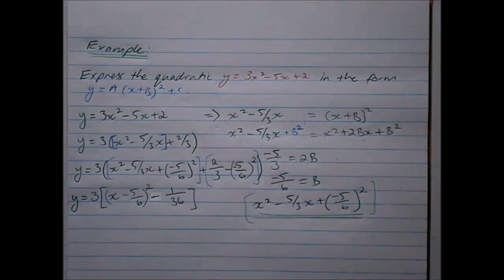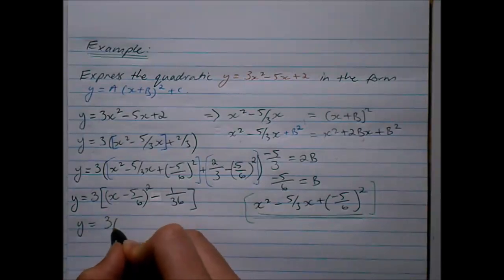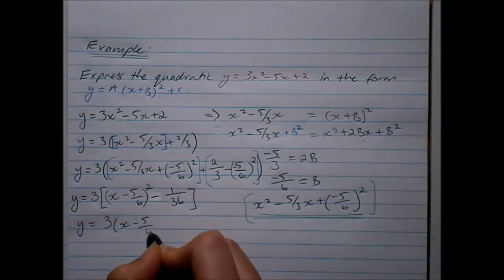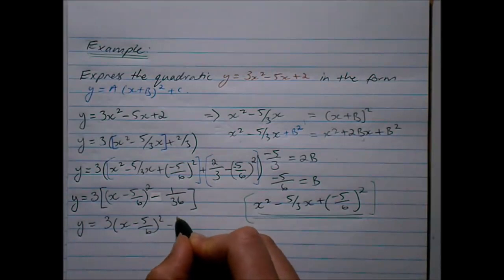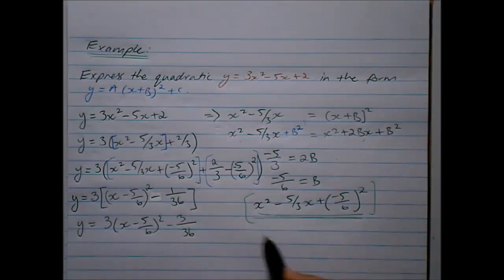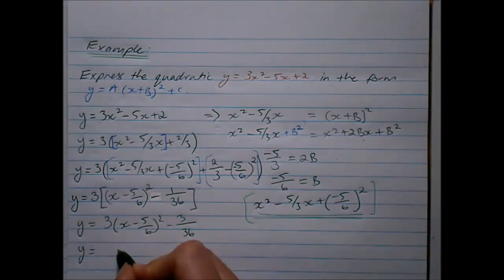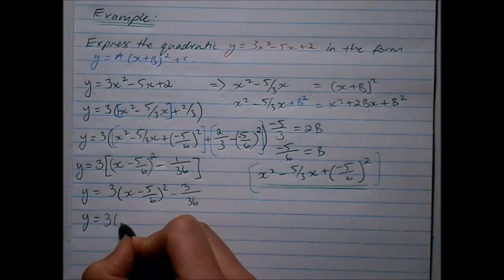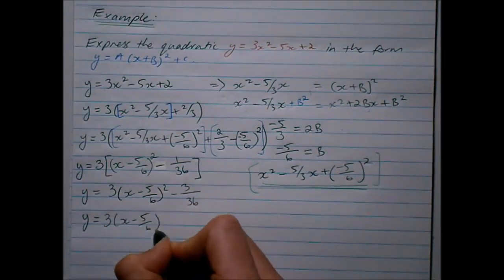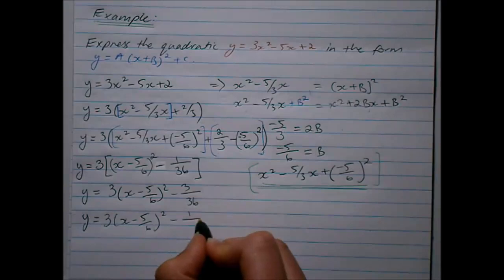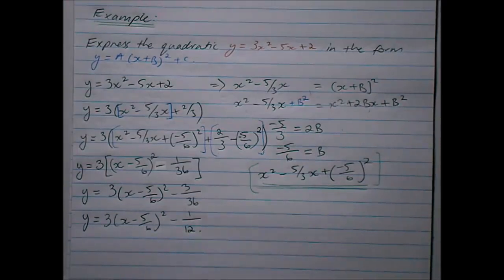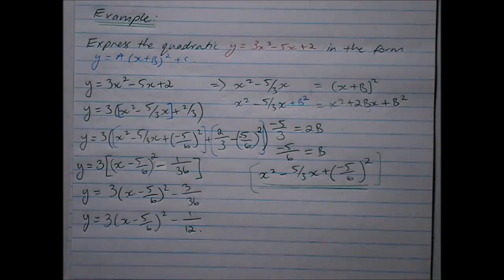So our final step is just let's bring that 3 back in, and we get y equals 3 outside of x minus 5 on 6 all squared minus 3 on 36, and that simplifies to y equals 3 outside of x minus 5 on 6 all squared minus 1 on 12. Okay? So that's our completing the square method done.